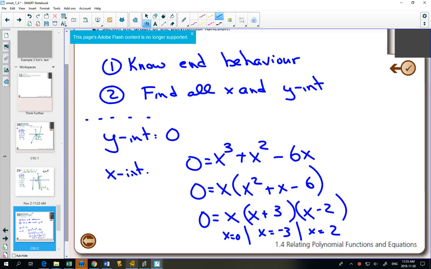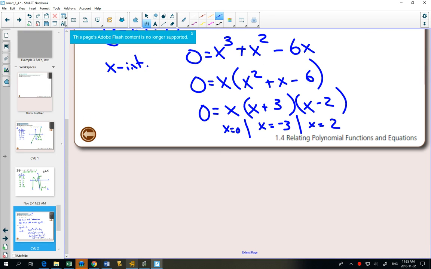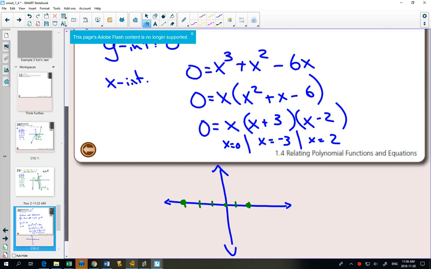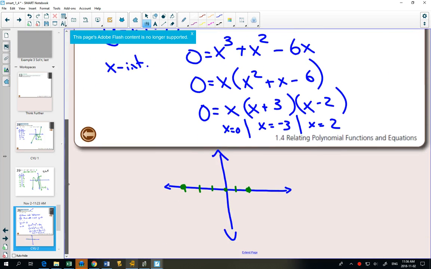So if you know the end behavior and you know all your intercepts, in grade 12 they will accept this as enough for a graph. You label all of your x and y intercepts. So we have one at 0, one at 2, one at negative 3. And the end behavior acts like a line with a positive slope, right? So you know that it starts down here, goes through that point, curves through that point, and up. And here you have your sketch, accurate enough.